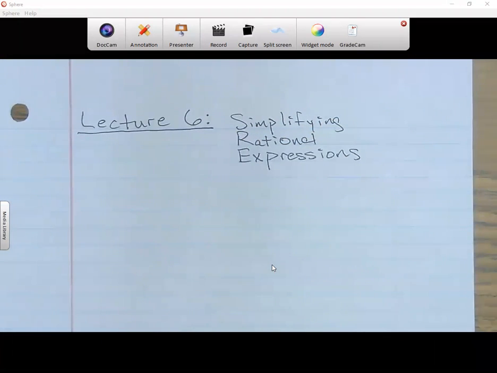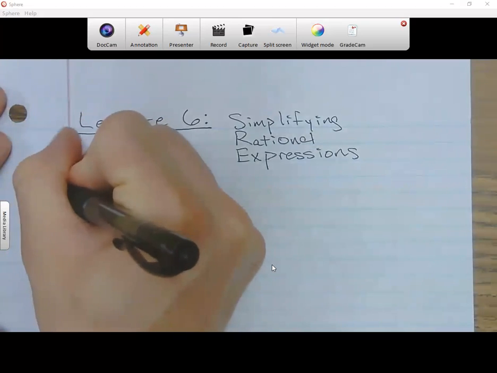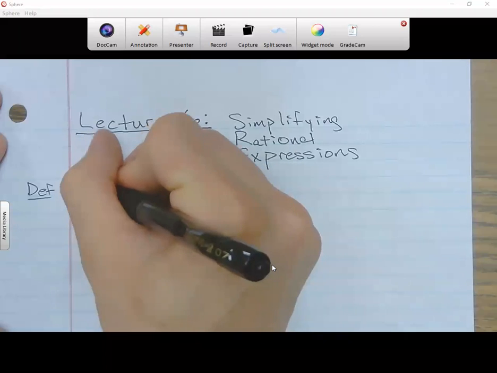Okay, so when we simplify rational expressions, we're going to be talking about something that is a fraction. So let's take a look at it this way. Let's start off with a definition. We're going to define rational expression.